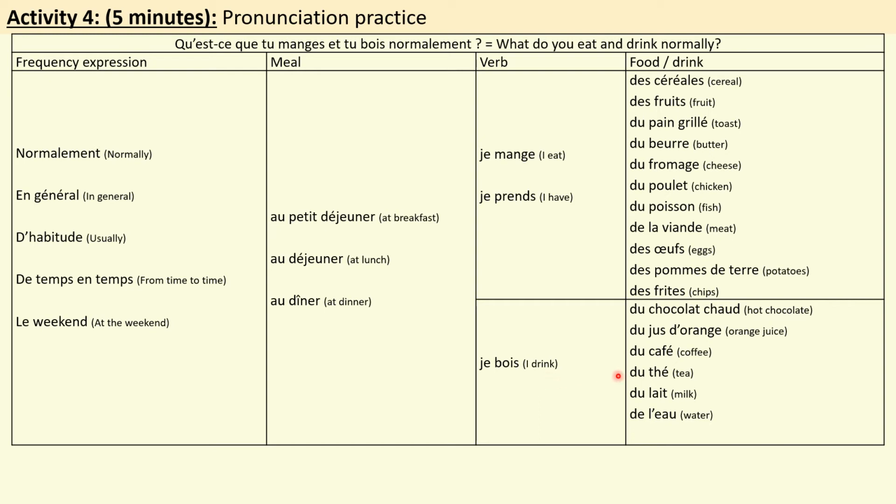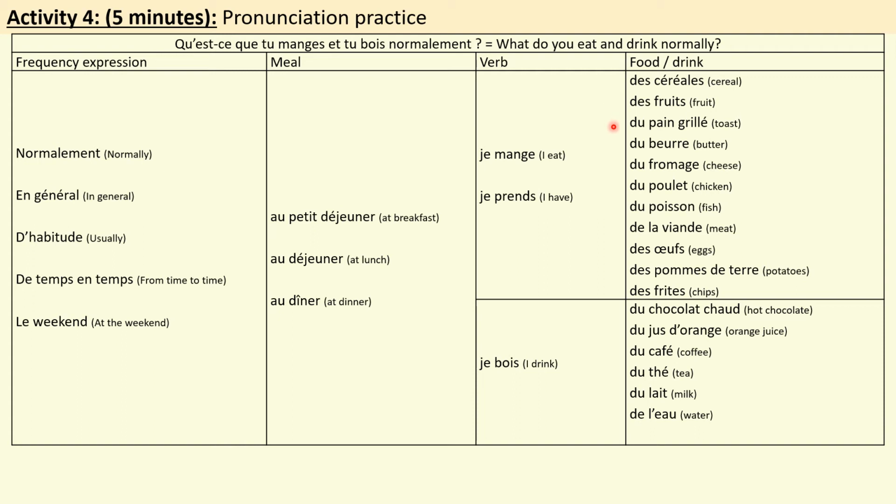Okay, so you can see we've got drinks here next to je bois, and for the food items, we're going to use je mange and je prends, and then these food and drink items. Some you've seen before, some are specific to breakfast. Écoutez et répétez. Des céréales. Des céréales. You can hear my voice here going up. Céréales. One more time. Des céréales. Good. Écoutez et répétez. Des fruits. Des fruits. Good.